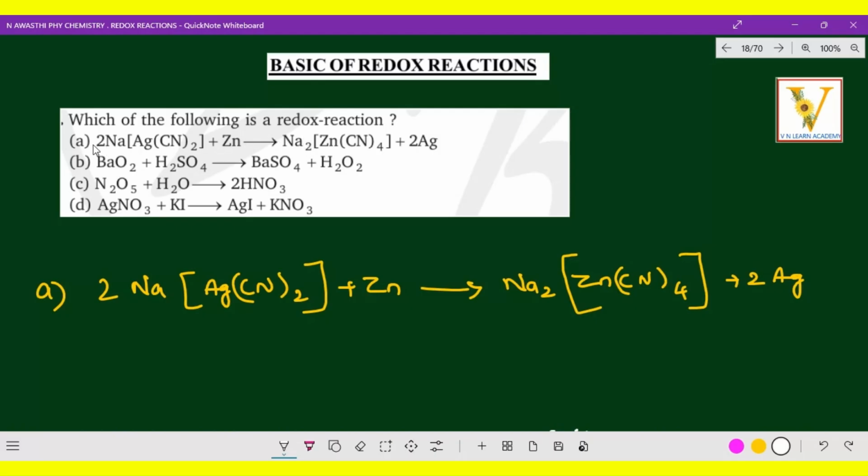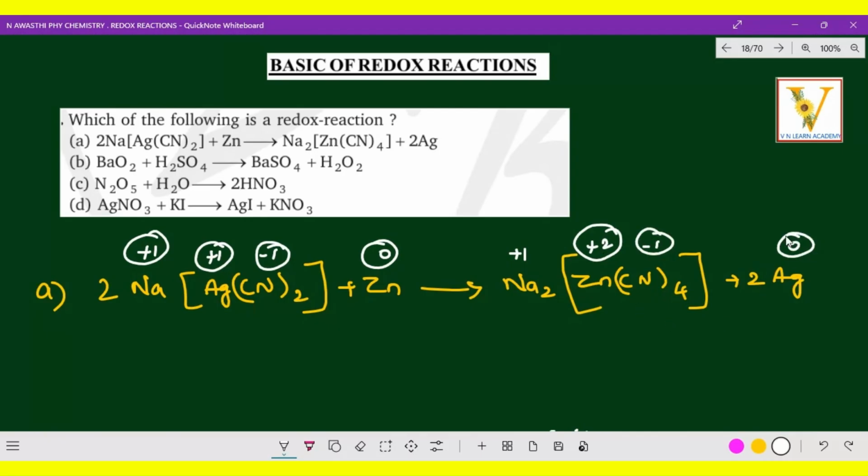Here, option A: 2Na[Ag(CN)2], a coordination compound, plus Zn gives Na2[Zn(CN)4] plus Ag. The oxidation states are very easy to identify. Here silver is in +1 oxidation state. Cyanide is usually -1. I am talking only about oxidation state here, not oxidation number. Zn is elemental, so its oxidation state is 0. On the product side, Zn is +2, cyanide is -1, and Ag is in elemental form, 0 oxidation state.